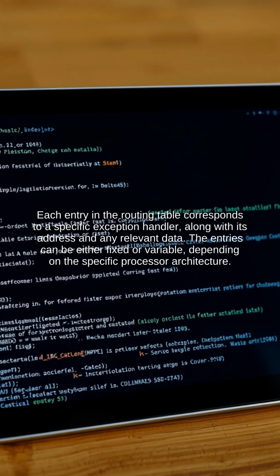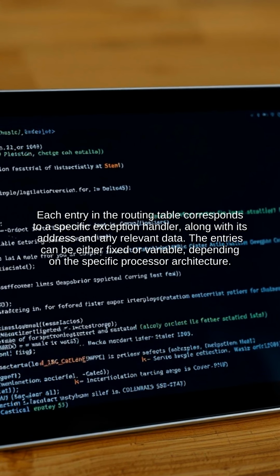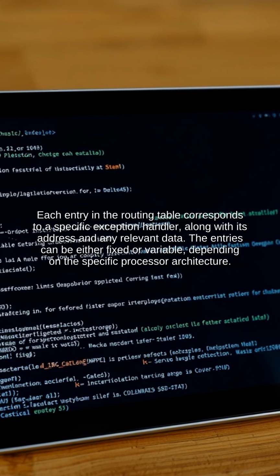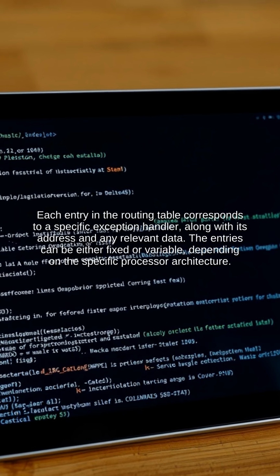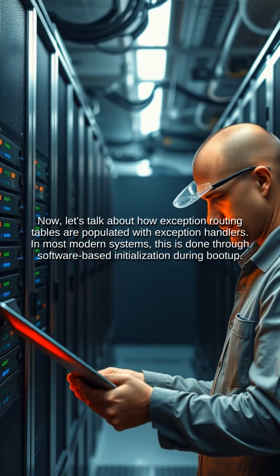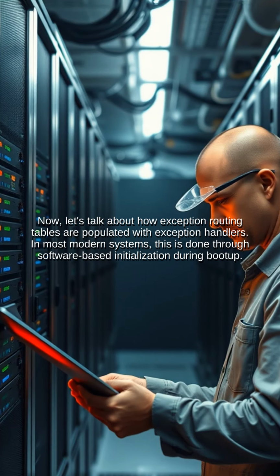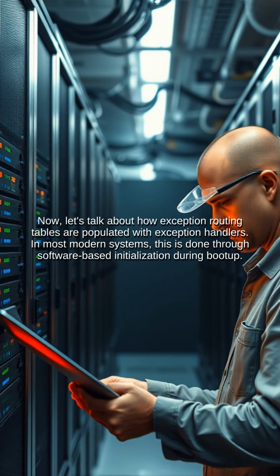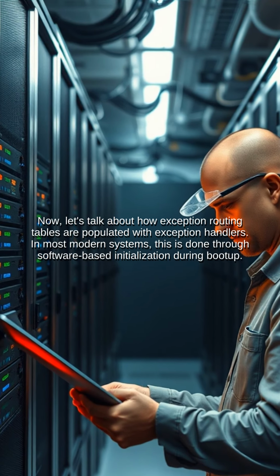Each entry in the routing table corresponds to a specific exception handler, along with its address and any relevant data. The entries can be either fixed or variable, depending on the specific processor architecture. Now, let's talk about how exception routing tables are populated with exception handlers. In most modern systems, this is done through software-based initialization during bootup.